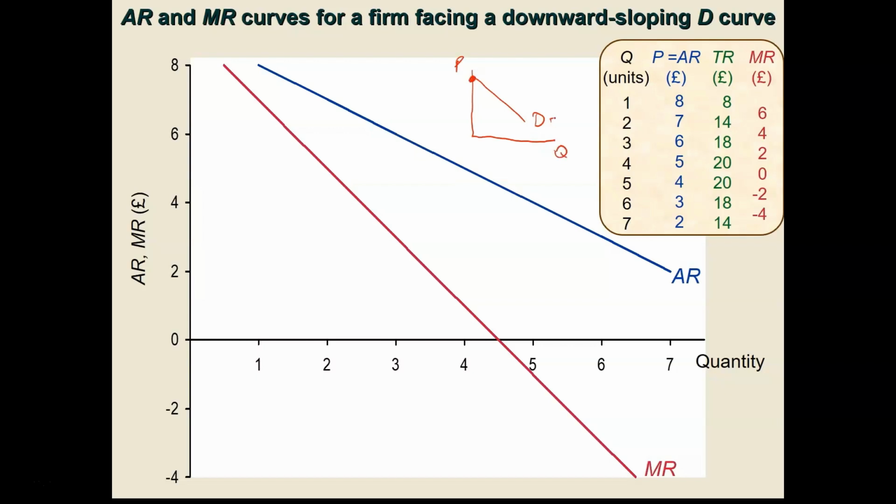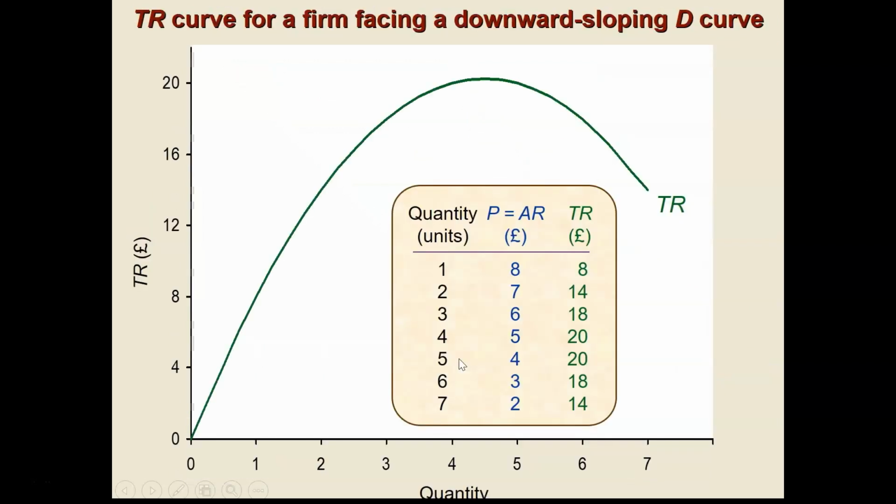Price line or average revenue line, demand, and marginal revenue line will originate from the same point, but marginal revenue line will be steeper than demand. It will be twice as steep to be precise, and it will cross horizontal axis. So when you sketch a graph, you need to draw it in this particular way, as shown here in this particular example. If we plot total revenue line, it will look like this.